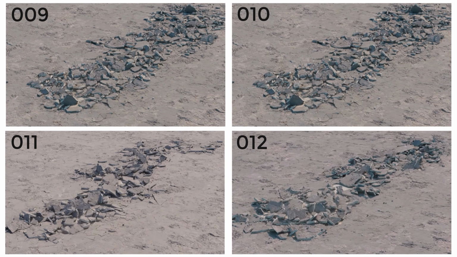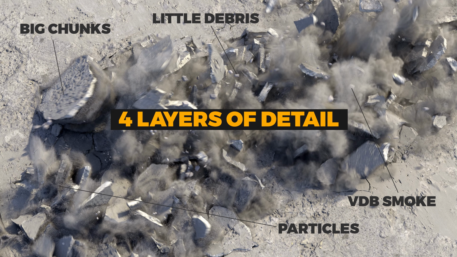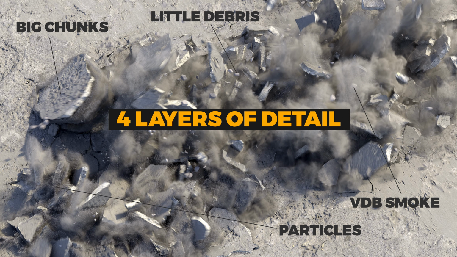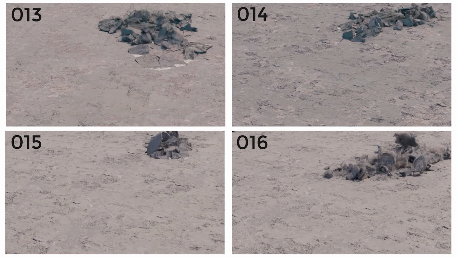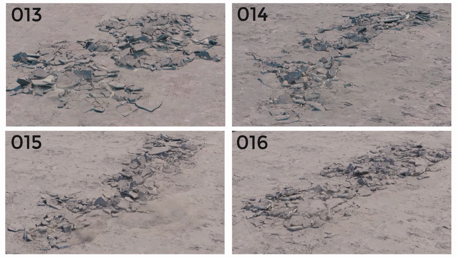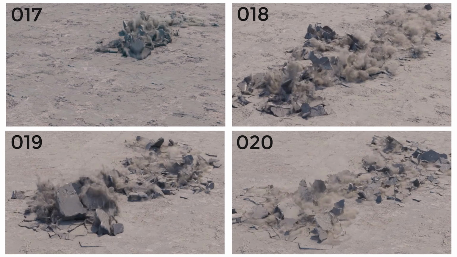You have your big chunks, your little chunks, your VDB Smoke, and then your debris boundary. You can use the particles as well if you'd like to. But as you can see, it's a super versatile and powerful pack. You can use all of these elements built together to get a lot of detail, or you can just use some of them if you want to as well.